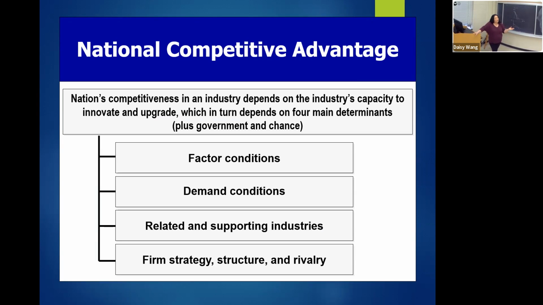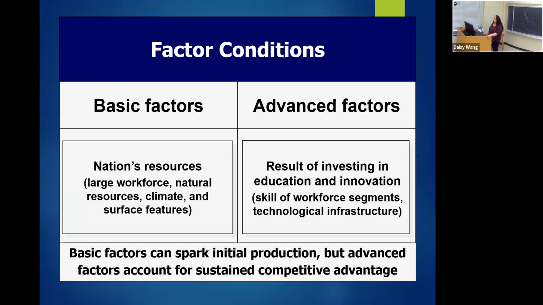And then related supporting industries, whether or not they are in close proximity, in that nation, in that country. And then we have the firm strategy, structure, and rivalries within the country. So these are the national competitive advantage. We also call it Porter's diamond framework. The basic factors are, like we mentioned, the labor, the natural resources, even weather, some different features. And the best is resulting from investing in education or innovation.